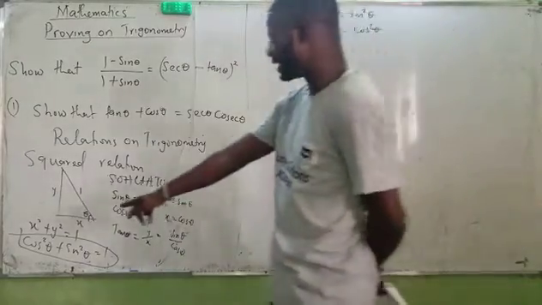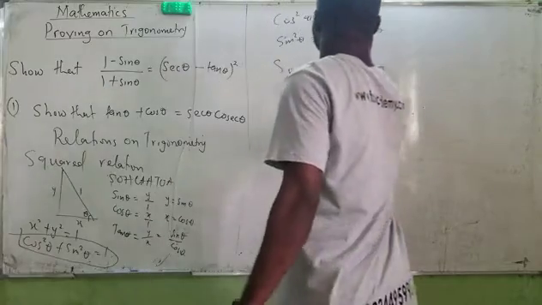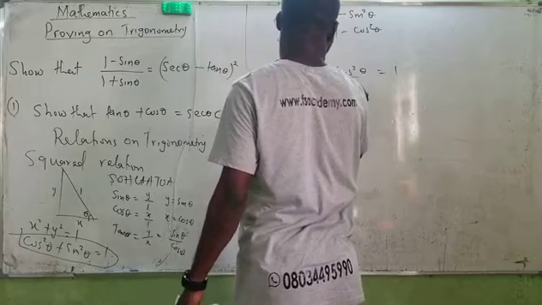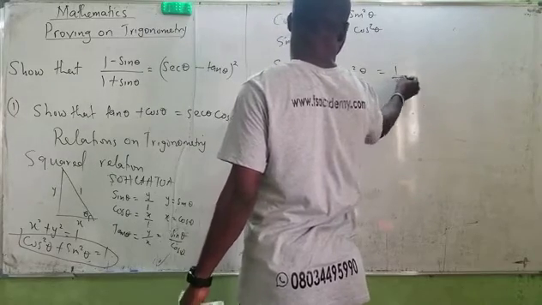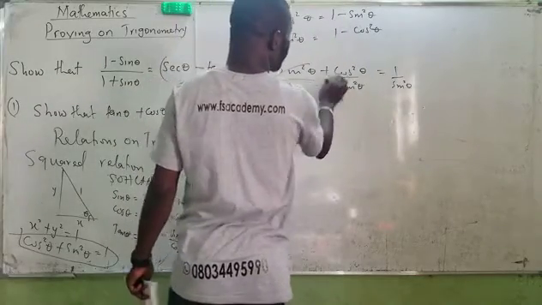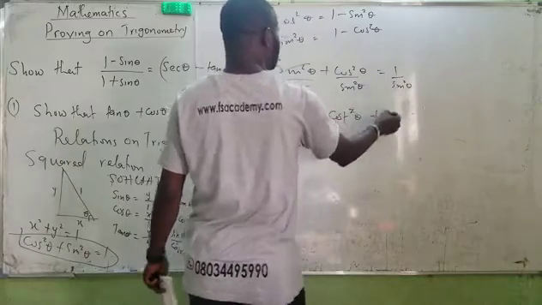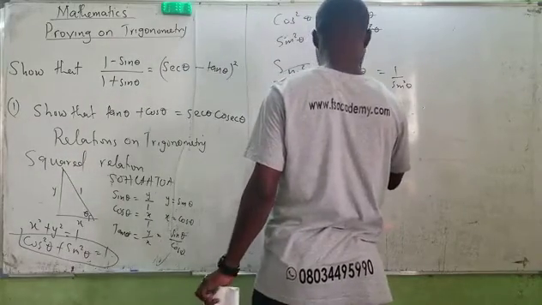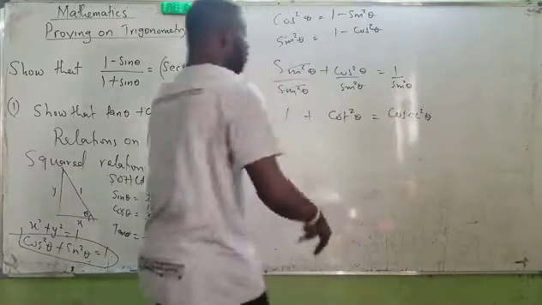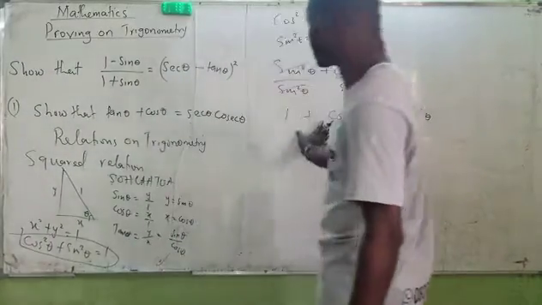Now, if I decide to divide sine squared theta plus cos squared theta equals 1 all through by sine squared theta, this will be 1 plus cos squared theta over sine squared theta, which equals cosec squared theta. Now, for me to do this, it means I can say that my cosec squared theta equals this.